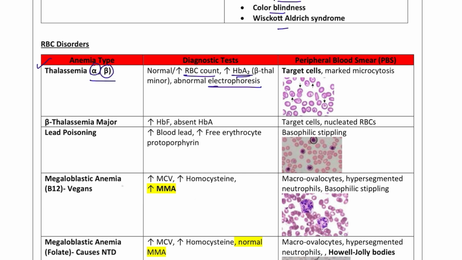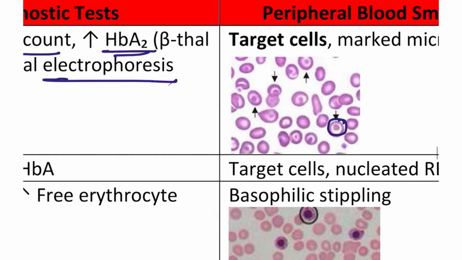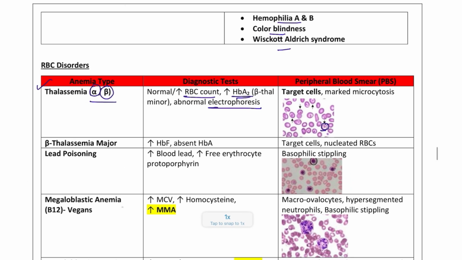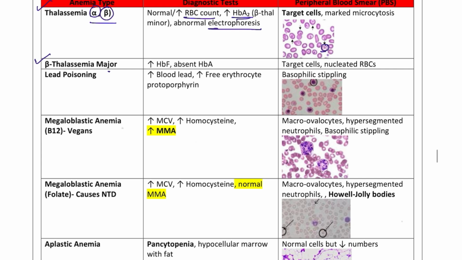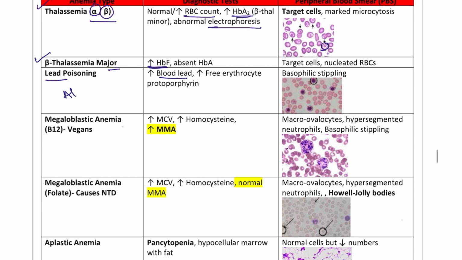And this abnormal electrophoresis will be the gold standard test for this patient. And thalassemia cells, the target cells, is what you're going to see on the peripheral blood smear. And beta thalassemia major is associated with fetal hemoglobin, and lead poisoning, which will be associated with the blood test. Lead poisoning is going to block the ALA dehydratase, and also ferrochelatase. These two steps are blocked by lead poison.